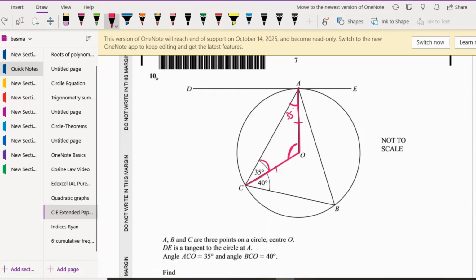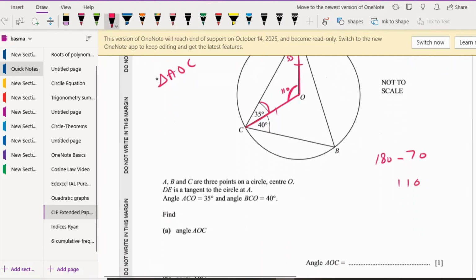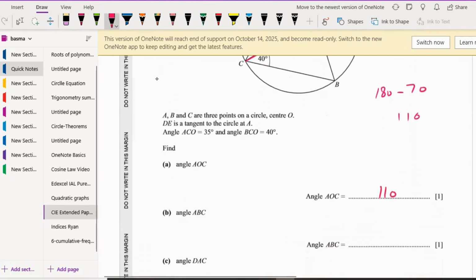Now, if you look at the triangle AOC, that is an isosceles triangle where you know two angles as 35, 35. How do you find the third one? So you add 35 plus 35, that gives you 70. And you know the total sum of the triangle is 180. So to get the third angle, we will subtract 70 from 180, which will give us 110. So angle at O is 110. So AOC is 110. That was for 1 mark.